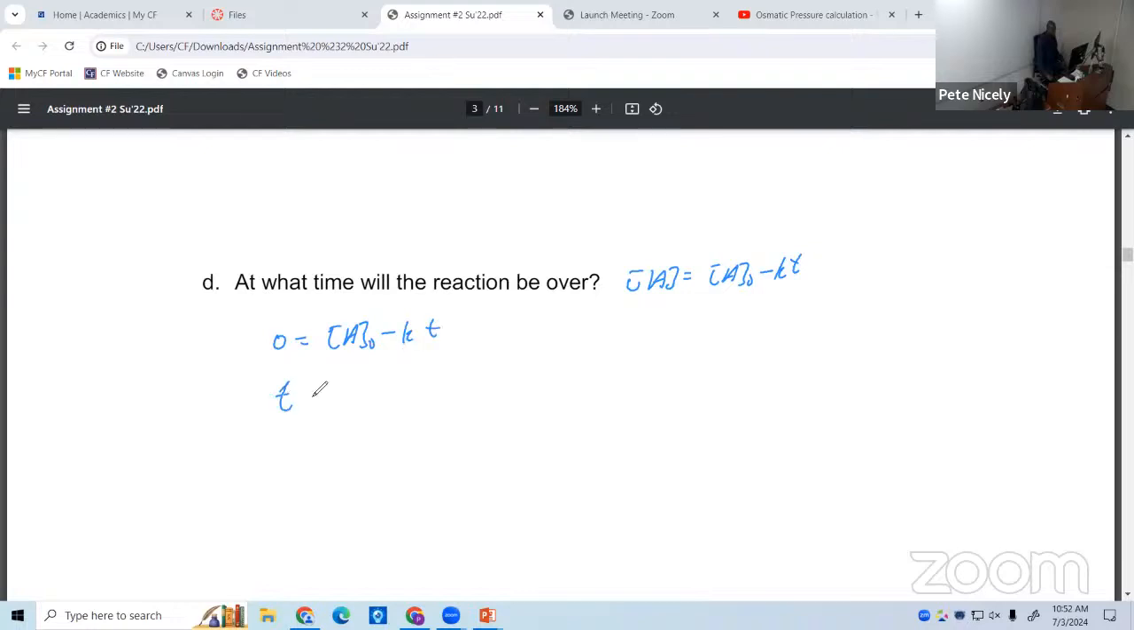So what is the time? Time would be equal to concentration of A initial divided by K. And then all we have to do is put the numbers in, divided by K, which is 1.159 times 10 to the minus 3 M over S. And according to my calculation, this works out to be equal to 474 seconds. So everything will stop after 474 seconds.